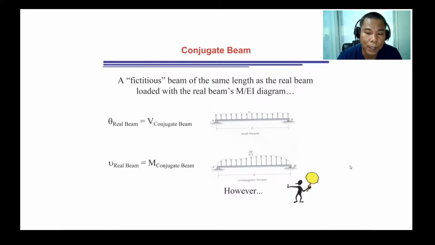So this way, we need to determine first the moment diagram of the beam, and of course the supports will have corresponding supports for the conjugate beam, and I will show that to you later. But as you load the fictitious beam with the M over EI, you can simply compute the shear at a particular point, and that would be the slope of the real beam. And if you take the moment at that particular point, that result will be equal to the deflection of the beam at that point.